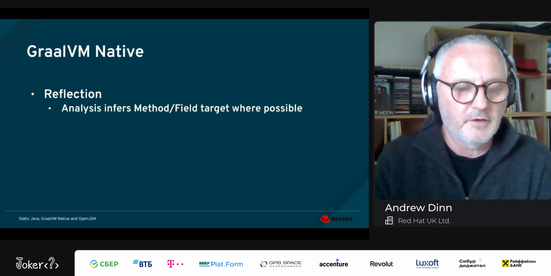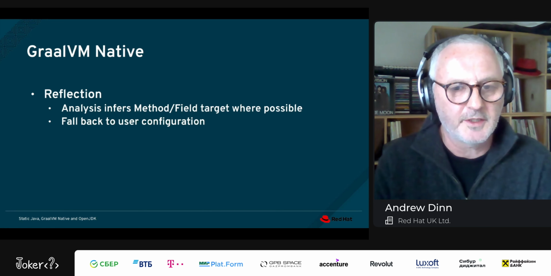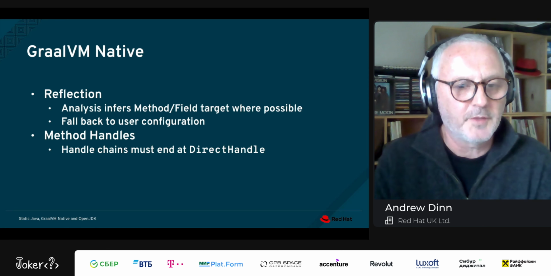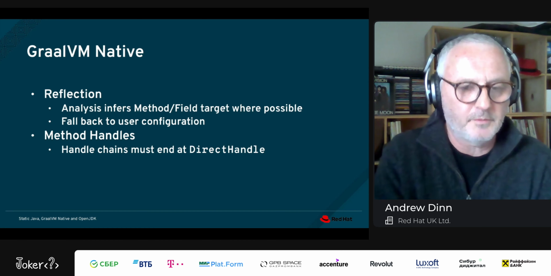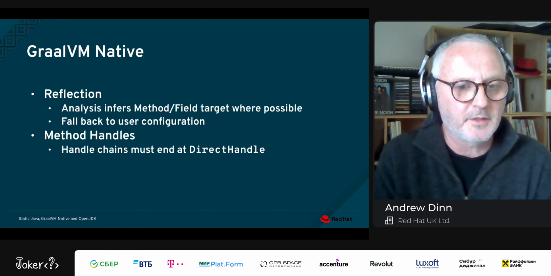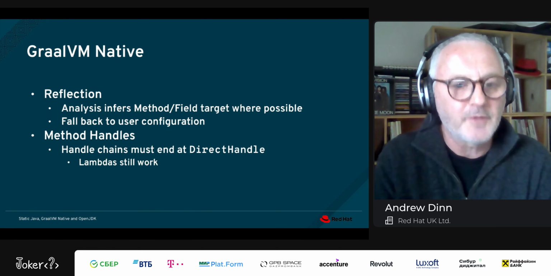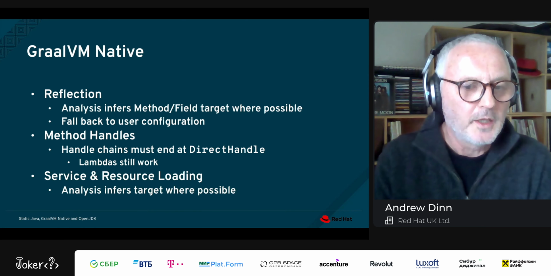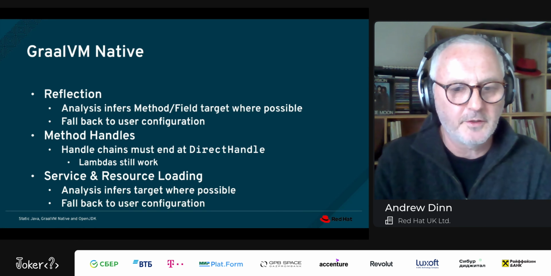Reflection works, and Graal is very good at inferring what the targets are for methods and fields, but it needs to fall back to user configuration in cases where it's ambiguous. Method handles similarly, and also chains must end at a direct handle. You can usually work out which method a direct handle is targeting, but sometimes it needs configuration. But that's enough to make lambdas work because it's clear with a lambda what the target class is, what the target method is. Service and resource loading is inferred wherever possible, and again, doesn't need to fall back to user configuration.